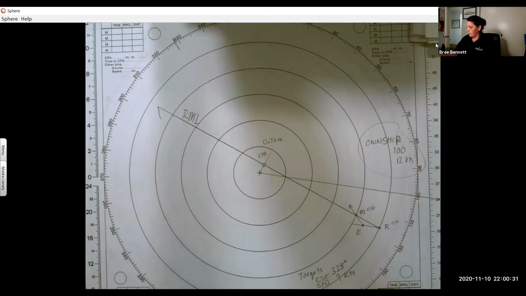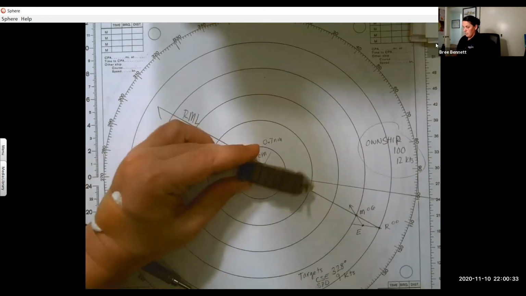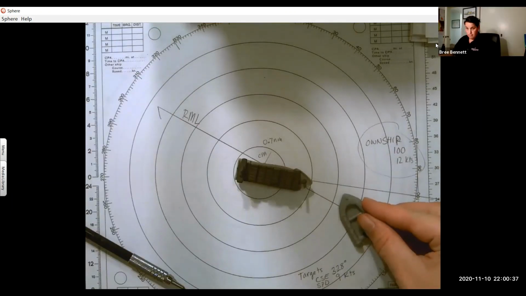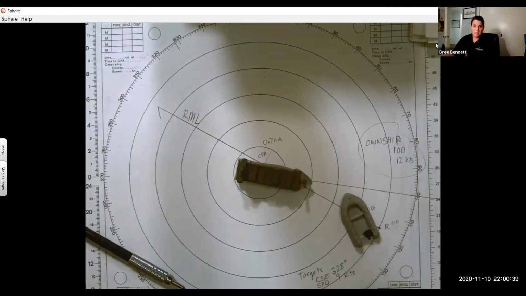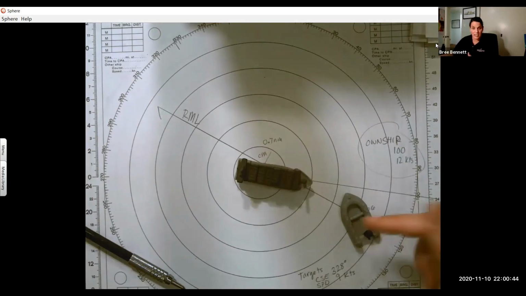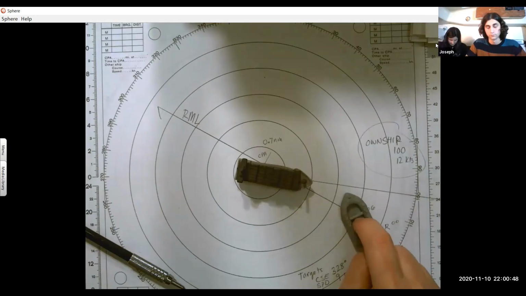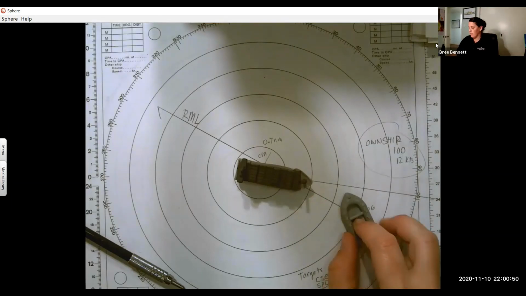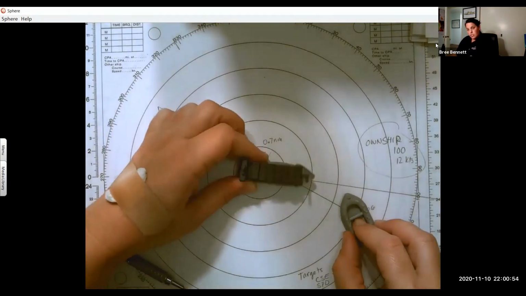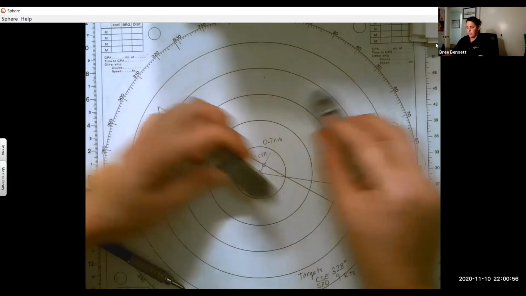Okay, so if we're looking at this, this is us and this is them. So, like all of our questions here, they are the stand on, we are the give way. Because they are to starboard. So we have to give way to them. We're going to turn to starboard. We're going to turn to the right, and they're going to continue with their course and speed.